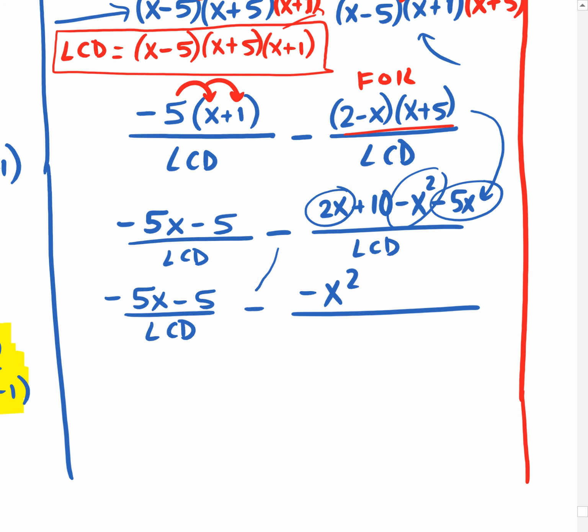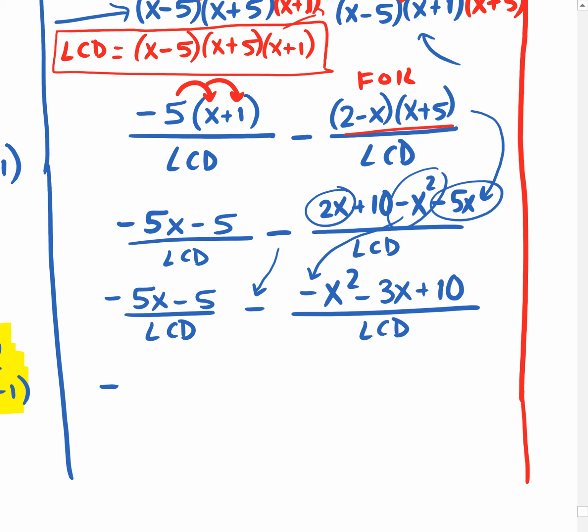So notice that there's a subtraction sign here. x squared itself is negative, so we're going to see two negatives, and they will not cancel yet, since this subtraction sign is meant for everyone in the numerator. And then we have a 2x and a negative 5x. That'll make negative 3x. And then the plus 10 did not have a like term.